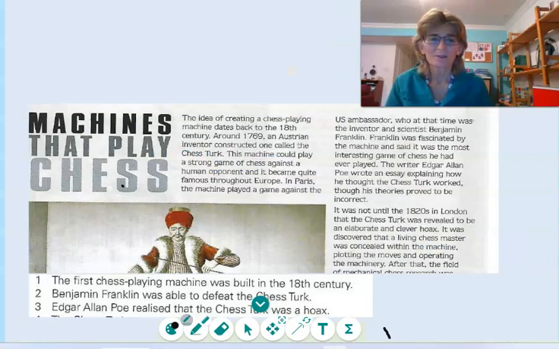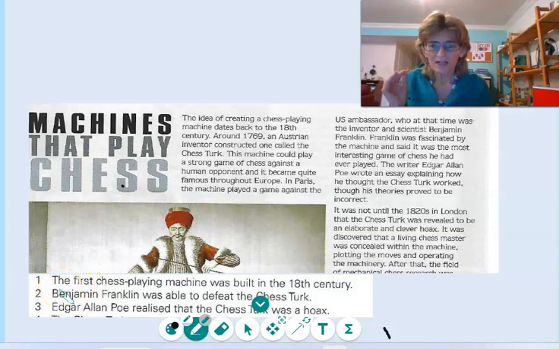Okay, so here's a very short text, much shorter than in the real exam, of course. And it's called Machines That Play Chess. So let's first of all go and look at the statements. Now, when you read the statements, I suggest that if you're doing the paper-based exam, you should underline the keywords as you're reading them. This will help you focus your mind on the details of those statements, the important details.